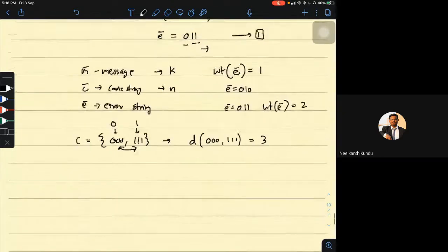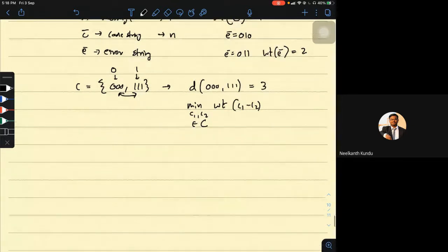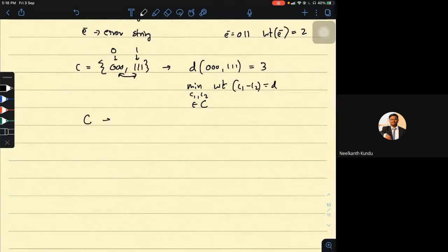And so this can be given by the minimum weight of C1 minus C2, for C1, C2 belonging to the code C. I'm literally counting the number of bit flips I need to go from C1 to C2. So this is defined as the distance. Thus a code C can be given by 3 parameters: the length of the code word, the length of the message vectors K, and the distance of the code, which determines its performance.